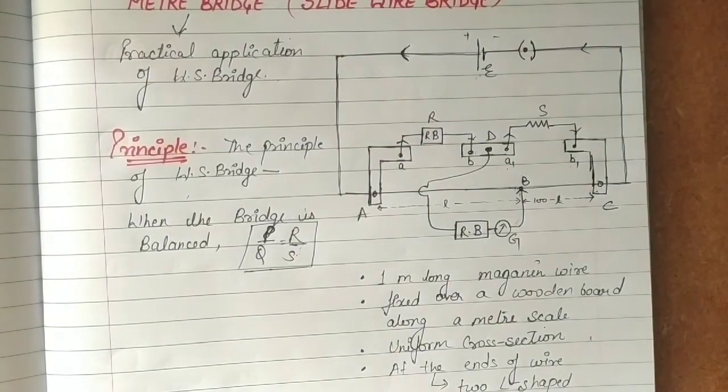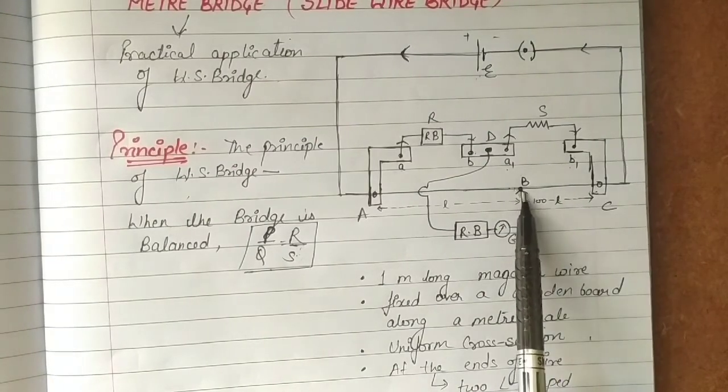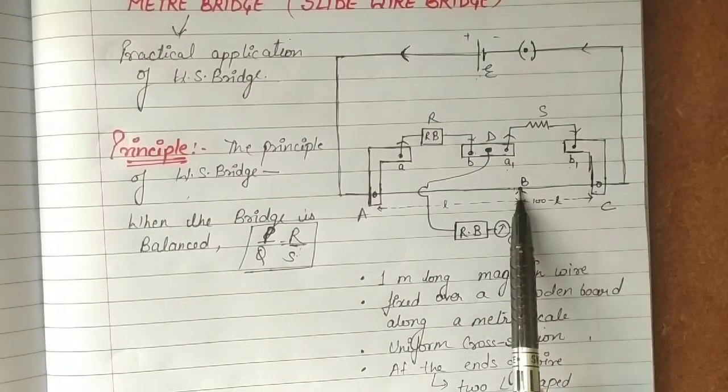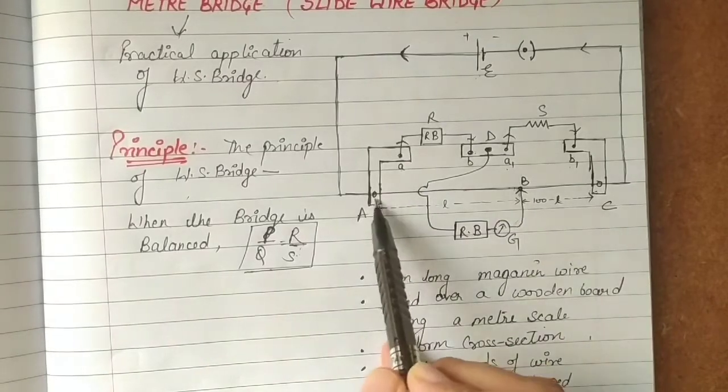Then we are going to move the jockey. The jockey connected to point B. We will be moving this jockey over the wire AC like this.